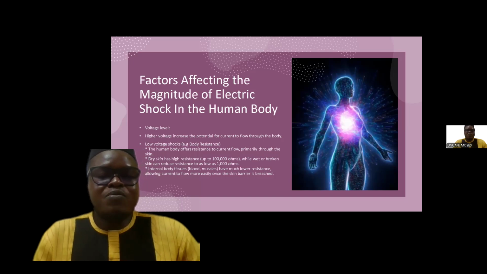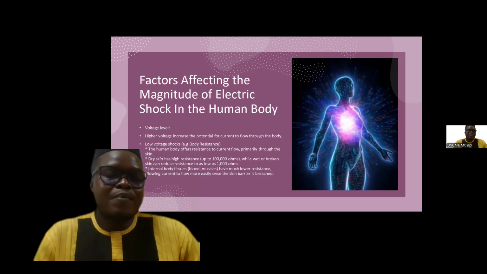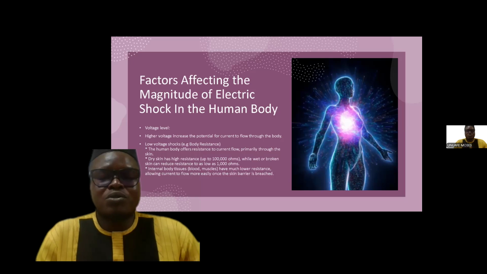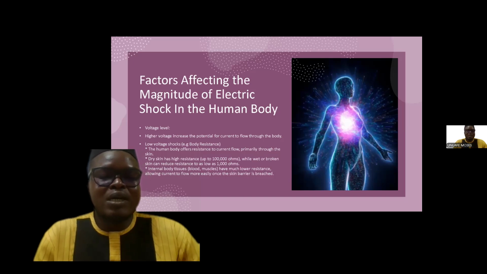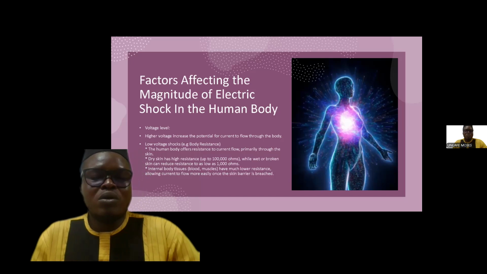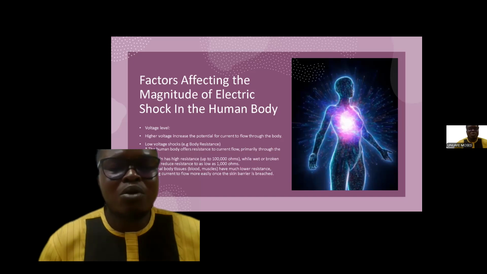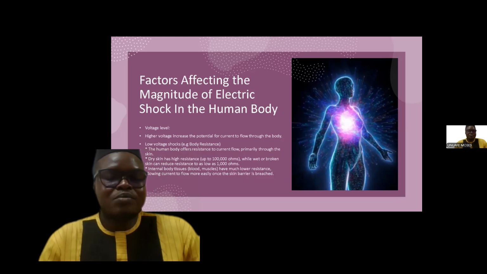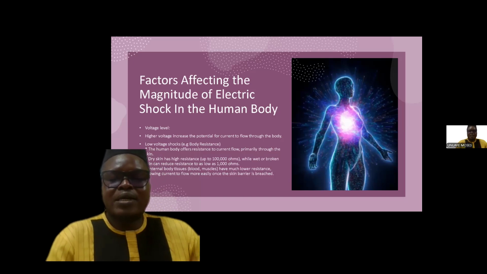The human body offers resistance to current flow, primarily through the skin. Dry skin has a high resistance of up to 100,000 ohms, while wet or broken skin can reduce the resistance to as low as 1,000 ohms. Internal body tissues, blood, for example, and muscles, have much lower resistance, allowing current to flow more easily once the skin barrier is breached.